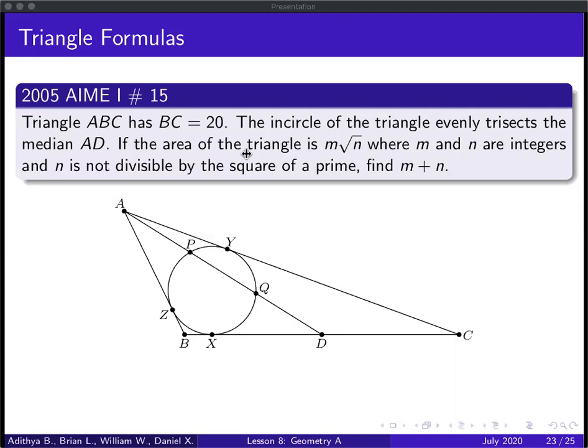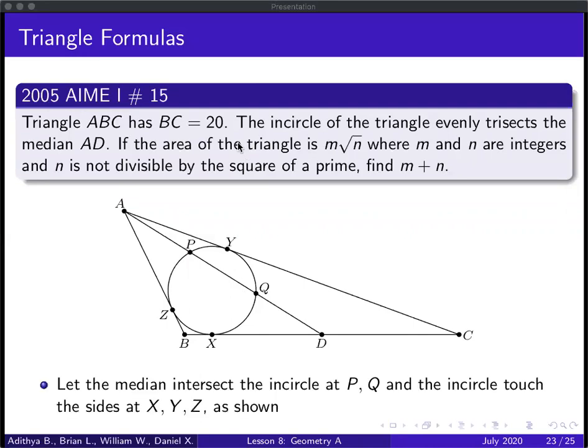To start off, let's just define some new points in the diagram. So we know the incircle cuts the median into 3 congruent pieces. And let's just let the endpoints of these pieces be P and Q as shown. So we know that AP, PQ, and QD are all equal. And let's let the incircle touch the sides at X, Y, Z. These tangency points will be a lot more useful later.